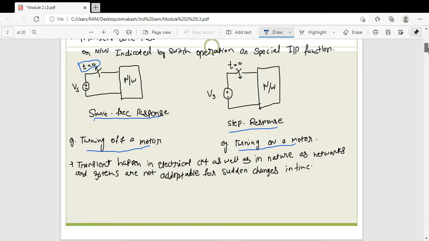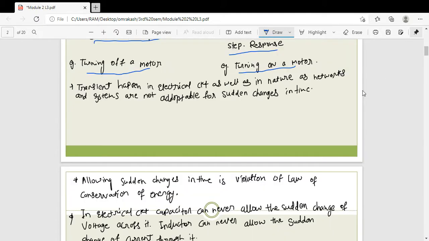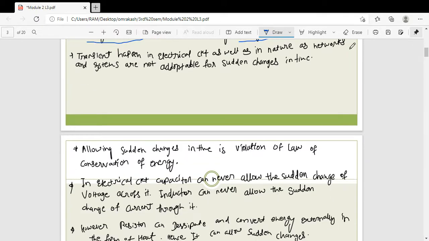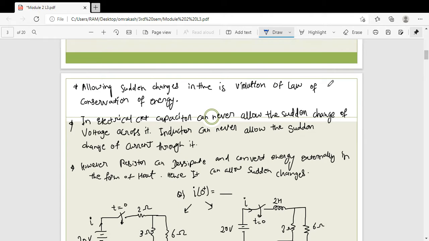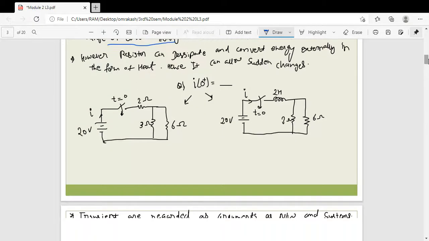Now here I am reading some basic details, so you can read it out. See, transients happen in electrical circuits as well as in nature. The system is not adaptable to sudden changes. For example, a sudden change is a violation of conservation of energy. As we know, the capacitor can never allow a sudden change in voltage across it, and similarly an inductor can never allow a sudden change in current through it. So what happens when sudden changes happen in that circuit?